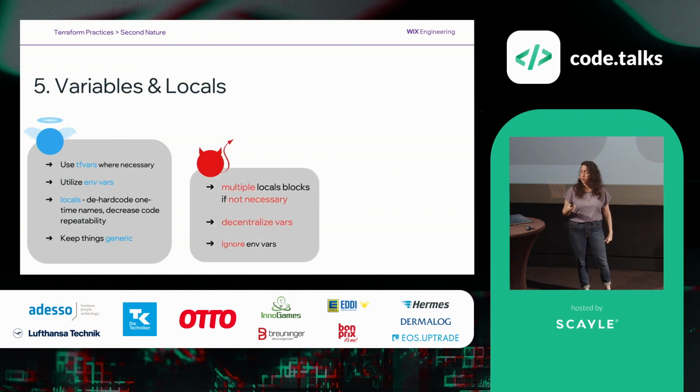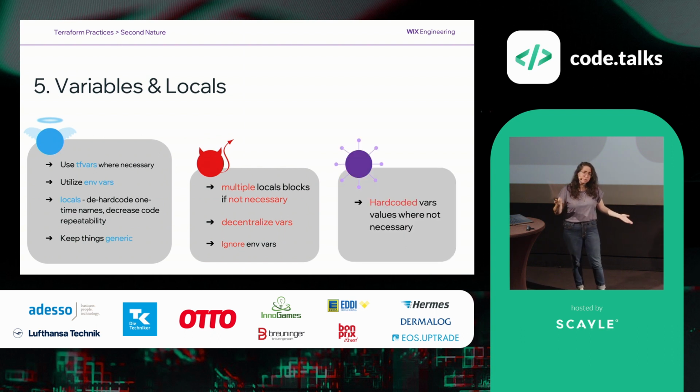The bad thing is to use multiple local blocks if not necessary, because Terraform allows that, to have multiple blocks, but it just burdens your eyes when you have multiple blocks and you don't really need that. So just do it for the sake of readability. Decentralize vars, because you can use a variable TF file and that's that, but you can also spread them out, so just put them in one file, again, for the sake of readability, and ignoring environment variables. And the ugly thing is, of course, to hard-code values of variables if not necessary, because this is the meaning of variables, to vary. So yeah.